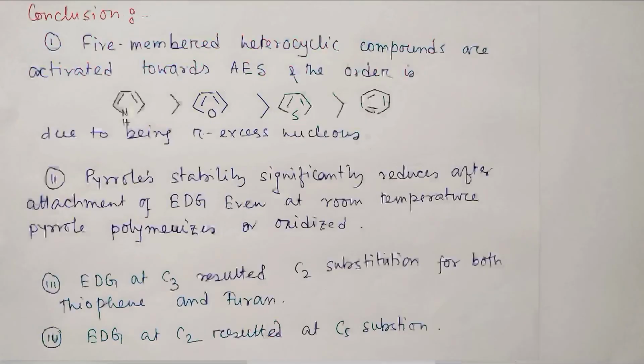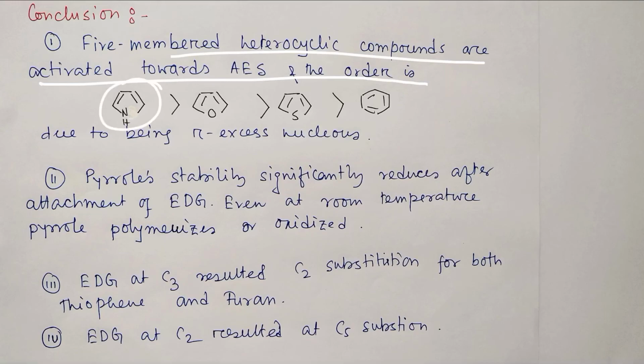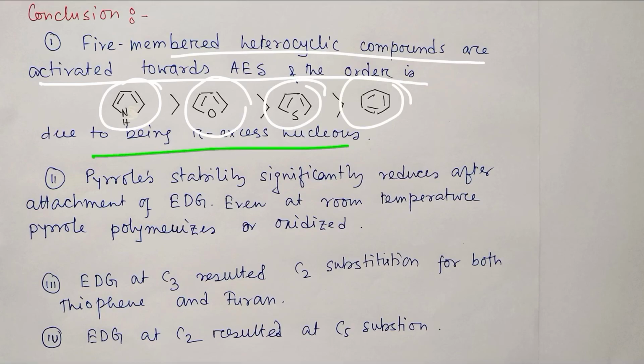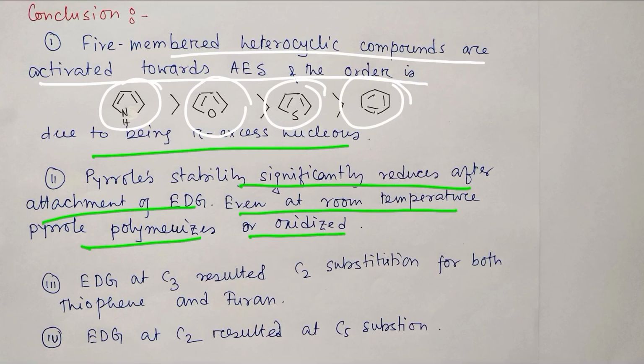So in conclusion, what have you learned? You have learned that five-membered heterocyclic compounds are activated towards AES, and the order is: most reactive is pyrrole, then furan, then thiophene, then benzene. And these five-membered heterocyclics are more active than benzene because of this pi excess nature. Fine. Pyrrole stability is significantly reduced after an electron donating group, because it is already electron rich, so that is difficult. And even at room temperature, pyrrole undergoes polymerization and oxidation. That's why it is highly recommended that pyrrole should be kept in the fridge and under inert atmosphere.